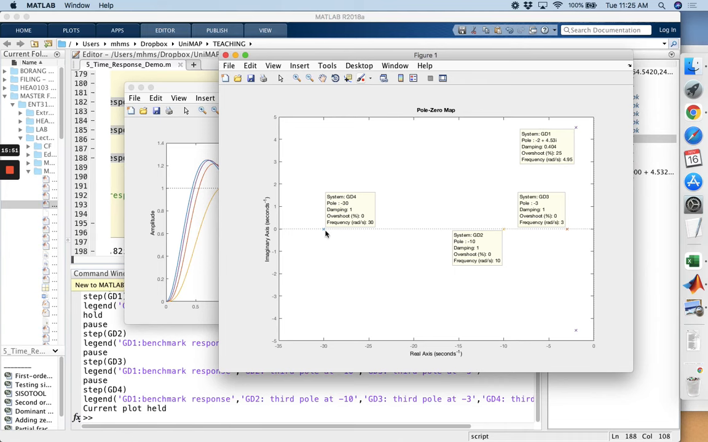From the definition, we can use the second order approximation if the third pole is more than 5 times from the dominant poles. So in this case, 15 times means that we can use all the formulas that we have learned so far for the second order system to find the parameters of this third order system, TS, TR, TD, TP, and so on and so forth.